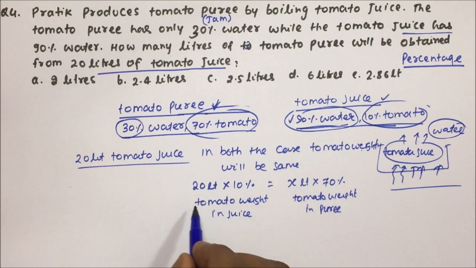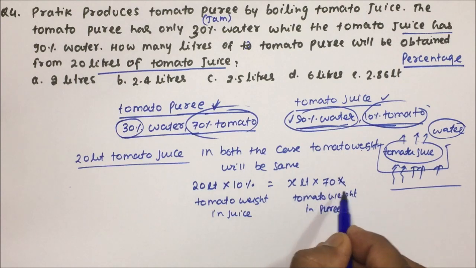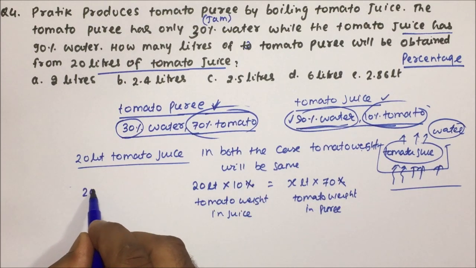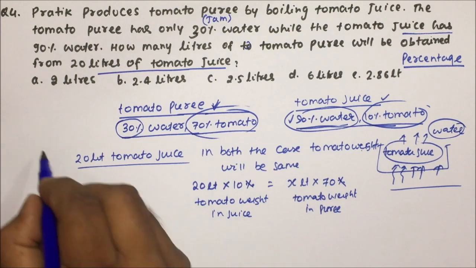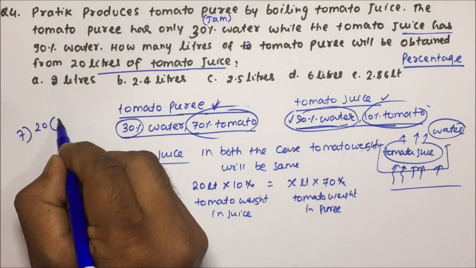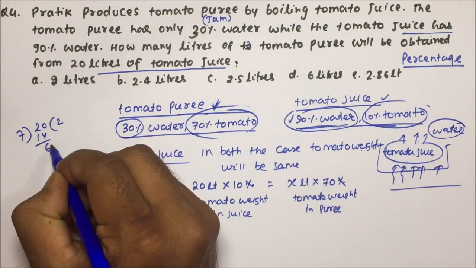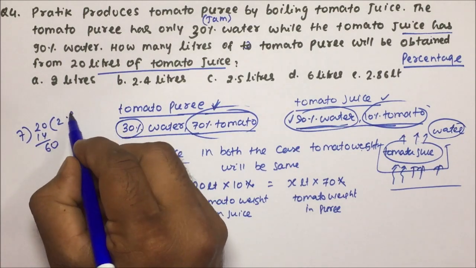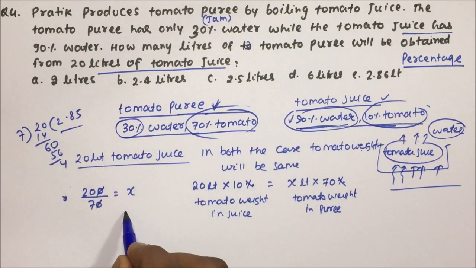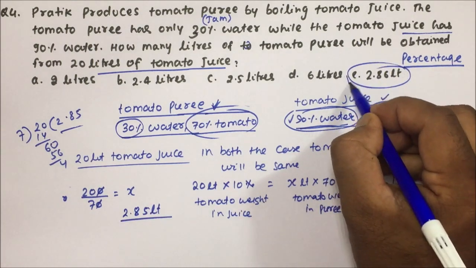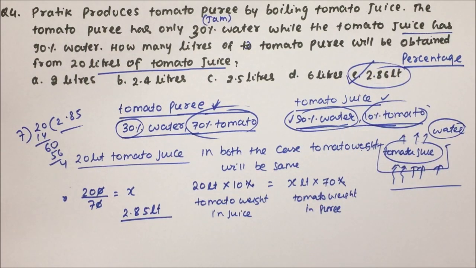Now if you solve this, you will be able to get the answer. Percentage and percentage will cancel, so 200 divided by 70 will be equal to X. This and this cancel, so 20 divided by 7. 7 twos are 14, and 10 minus 7... so 2.8, 7 eights are 56, and so friends, around 2.85 liters. You can see you have an option 2.86 liters, so option E will be the correct answer. This kind of question will be asked more in your exam. The only thing is that the weight will be the same in both cases.